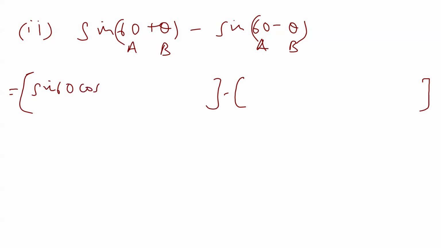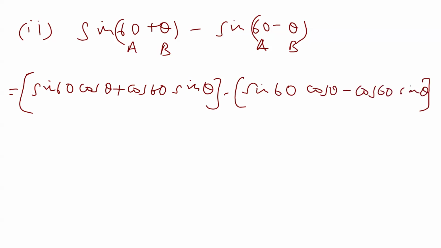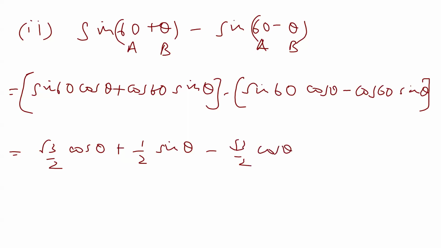So sin A cos B, cos A sin B, sin A cos B, cos A sin B. Root 3 by 2 cos theta, half sin theta, open the brackets, root 3 by 2 cos theta, minus into minus is plus, half sin theta. So there will be some cancellations. Half sin theta plus half sin theta is equal to sin theta, which is equal to RHS. Hence proof.